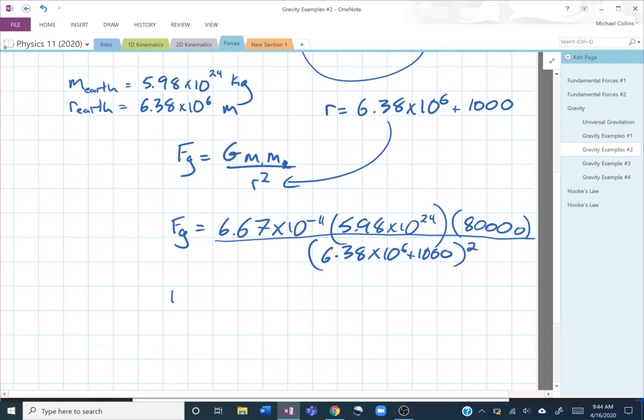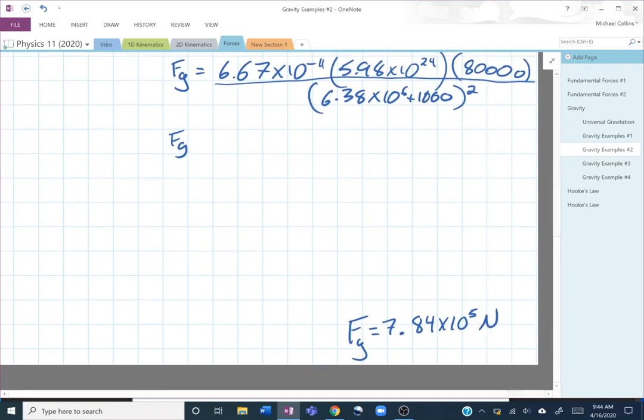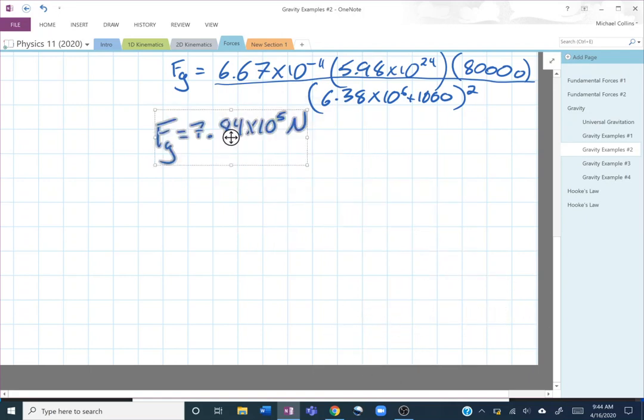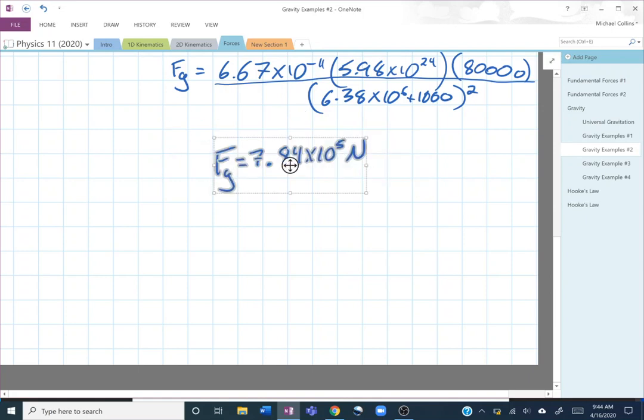Again, I think if we scroll down, I can pick up this solution. And I got earlier that this was 7.84 times 10 to the 5. Don't be afraid to double check my math. If you've been in my class, you know I make mistakes. Cool. And that's how an example with altitude could work.